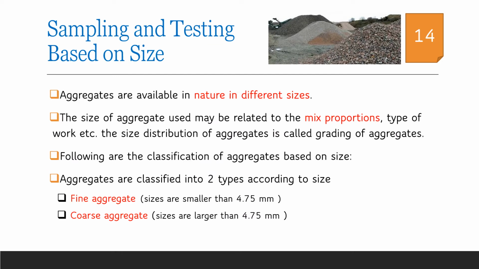Natural aggregates are available in different sizes. The size of aggregates adopted for a particular concrete mix depends on the mix proportions of concrete, type of work, etc. Following are the classifications of aggregates based on size: fine aggregate and coarse aggregate. Fine aggregates pass through 4.75 mm sieve, whereas coarse aggregates are retained in 4.75 mm sieve.